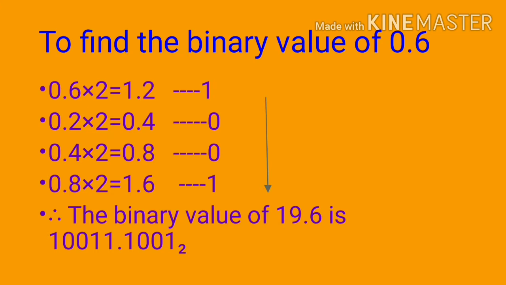To find the binary value of 0.6, it is multiplied by 2, we get 1.2. The integer value 1 is taken on the right side. Then 0.2 is multiplied by 2, we get 0.4. 0 is taken on the right side. 0.4 is multiplied by 2, we get 0.8. 0 is taken on the right side. 0.8 is multiplied by 2, we get 1.6. 1 is taken on the right side. Therefore, the binary value of 0.6 is taken from top to bottom, 1001. The total binary value of 19.6 is 10011.1001 base 2.